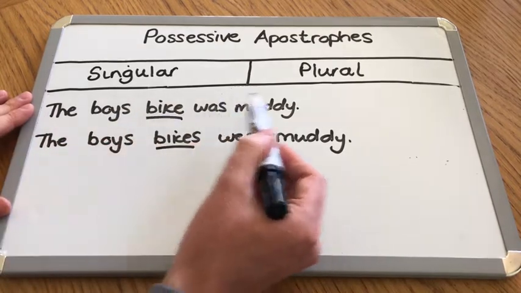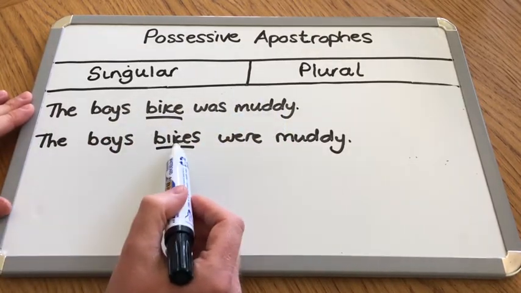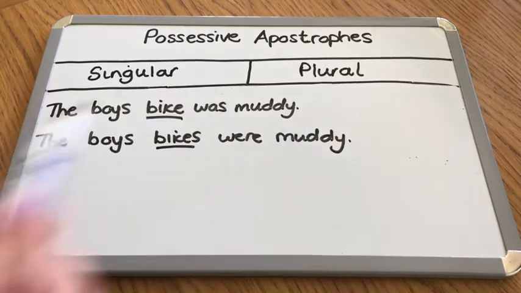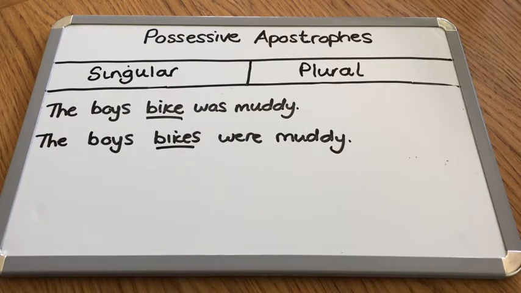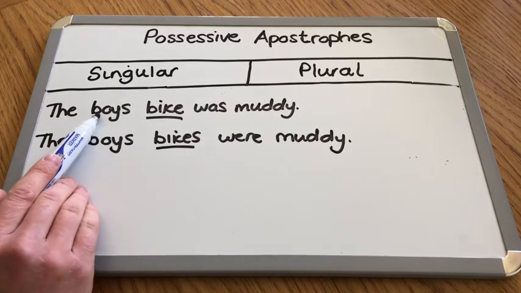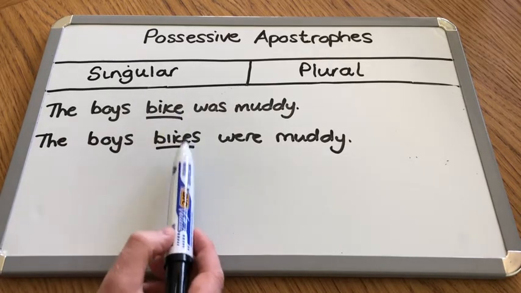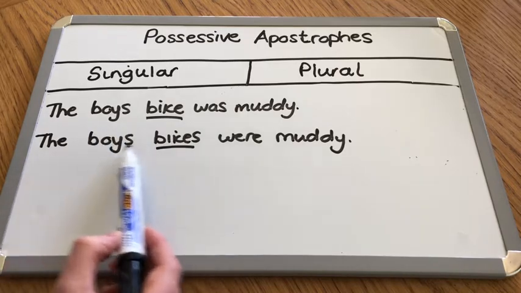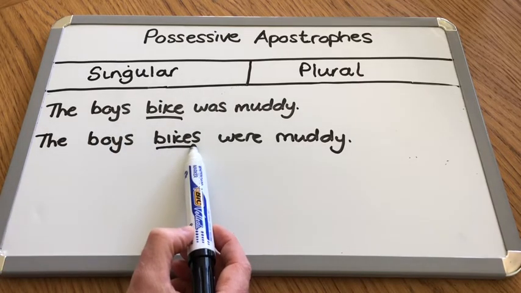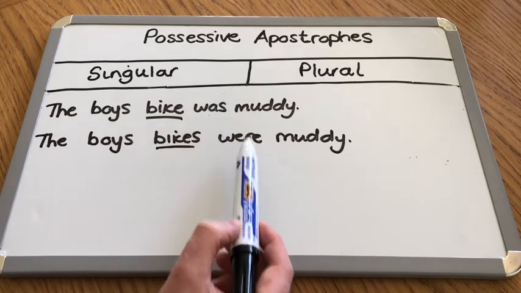The boy's bike was muddy. The boys' bikes were muddy. One of these sentences is singular and one is plural. But how can we tell? Because in both sentences, the word boys is used. We can't tell properly because the apostrophe hasn't been used. There are clues though that can tell us. The word bike and bikes. In this sentence, there's more than one bike. Also, the word was and were.